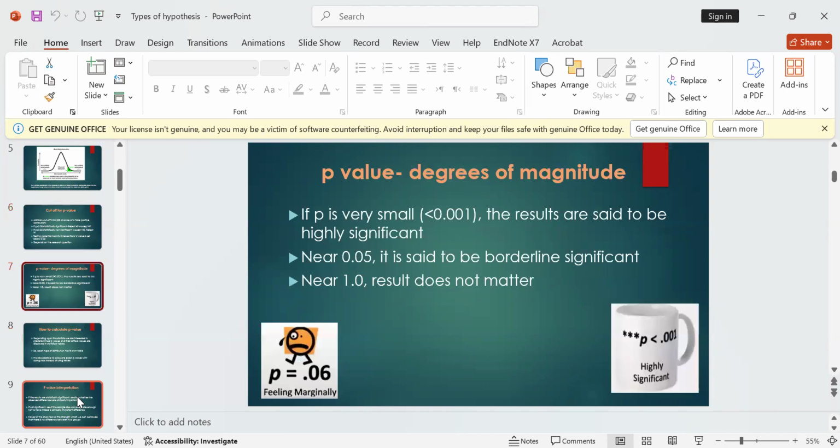P-value degrees of magnitude. If p is very small, for example, less than 0.001, the results are said to be highly significant. Near 0.05, it is said to be borderline significant, and near 1.0, the result does not matter.